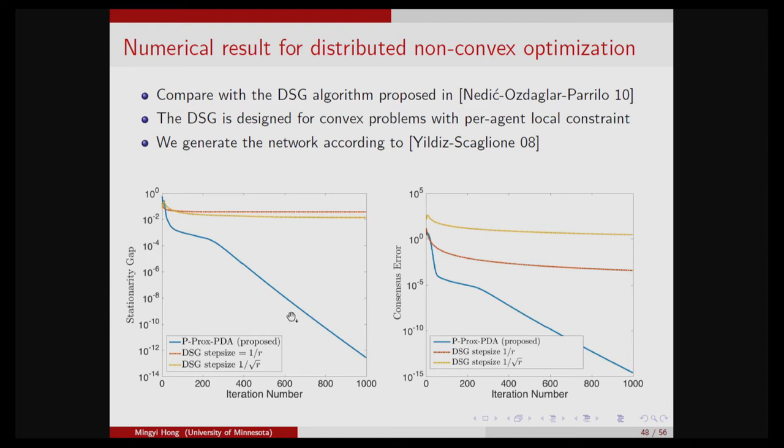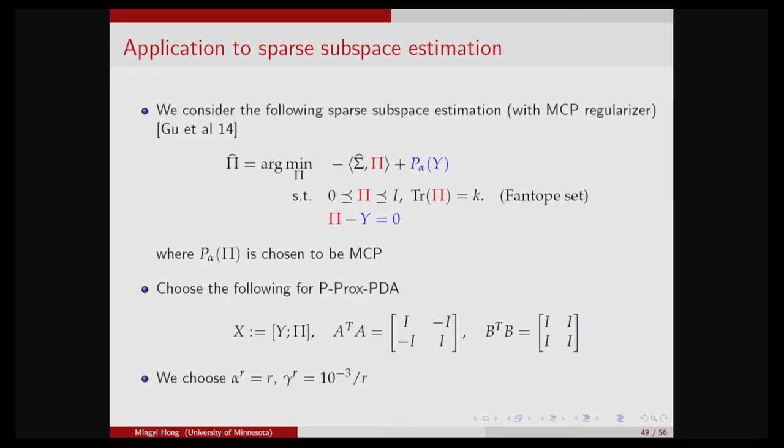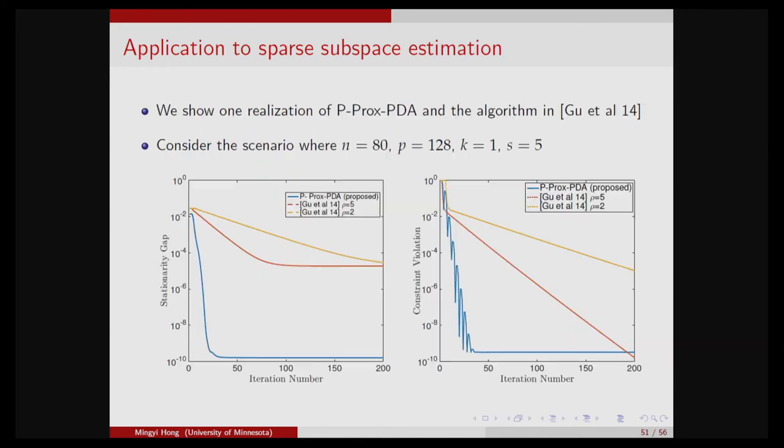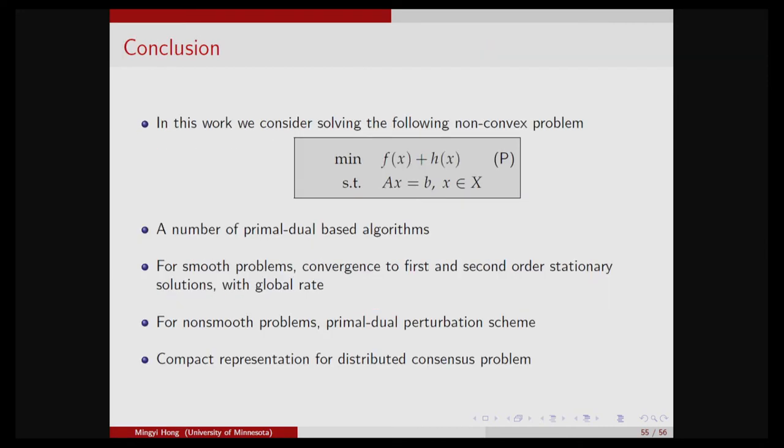So the blue is the proposed algorithm. Obviously, because these other algorithms are developed for convex cases. I also apply it to sparse subspace estimation, and the result is also much better. Because of time, I will not go into detail about those.